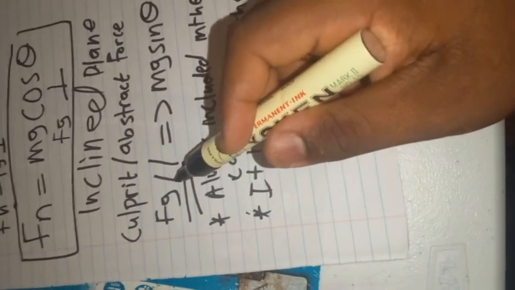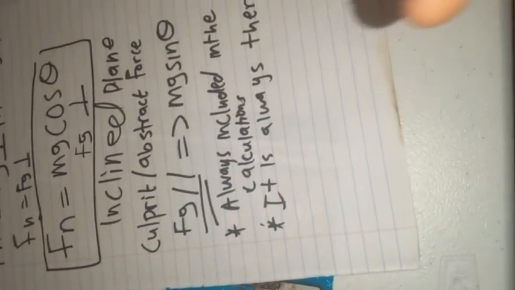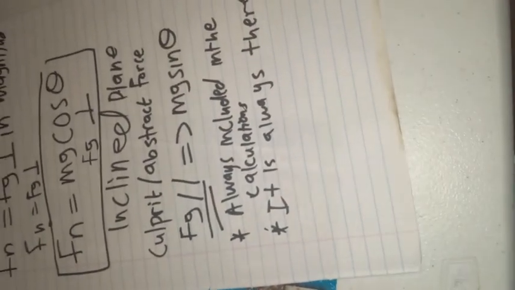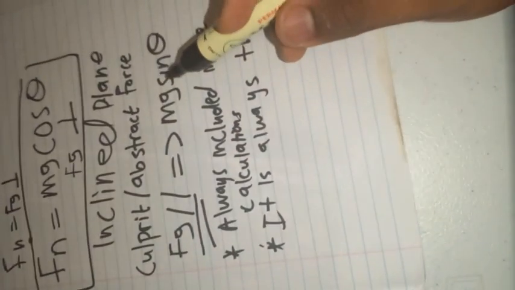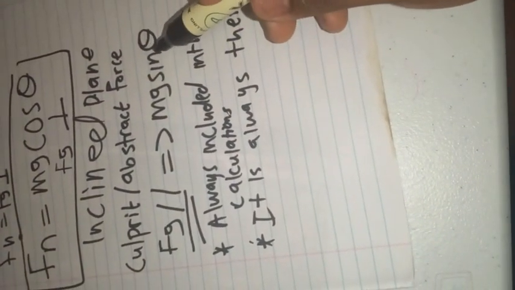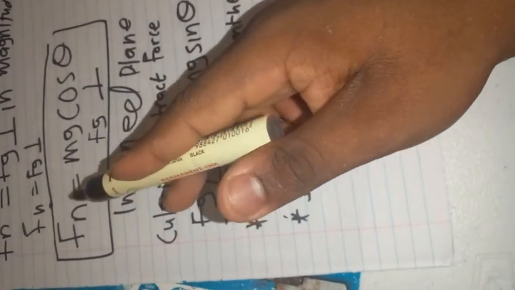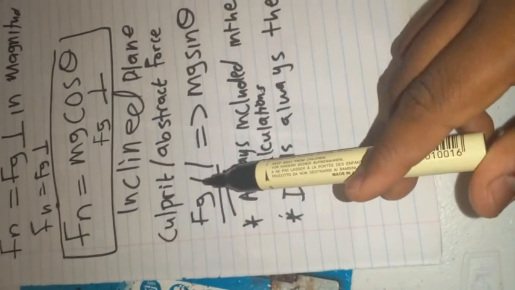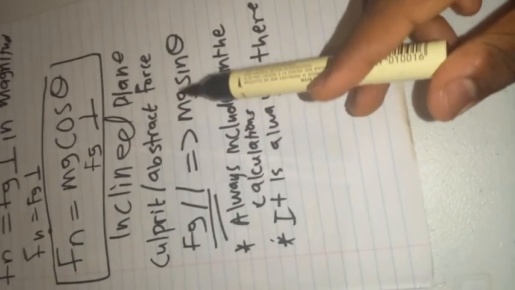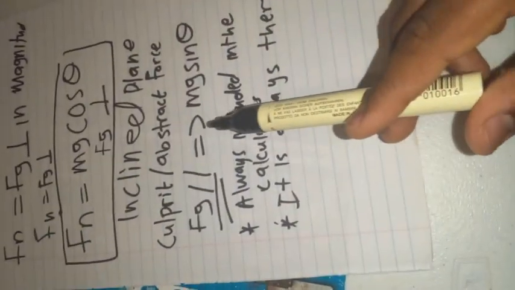I repeat, when you're calculating for the acceleration or whatever on the inclined plane, include the Fg parallel and write it as mg sin theta. It is always there. The formula for the normal force on an inclined plane is mg cos theta. You don't need to put mg cos theta minus force applied. No. This is the inclined plane. You must always include Fg parallel, which is mg sin theta, in your calculations. These are the things that you have to know.